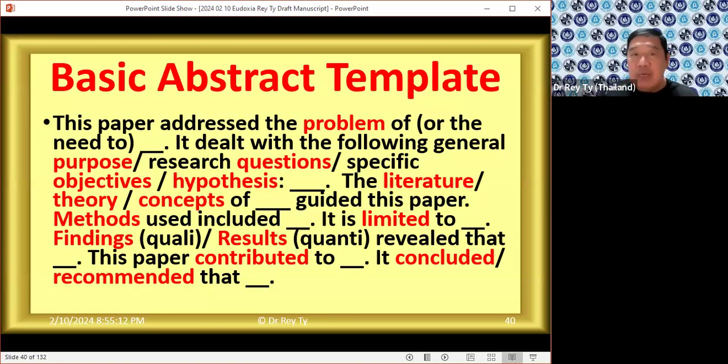Findings, if it's qualitative, or results, if quantitative, reveal that blank. Okay. This paper contributed to blank. That's a contribution of your study that you have to show. Okay. And then you have, it concluded that, or this paper recommended that.